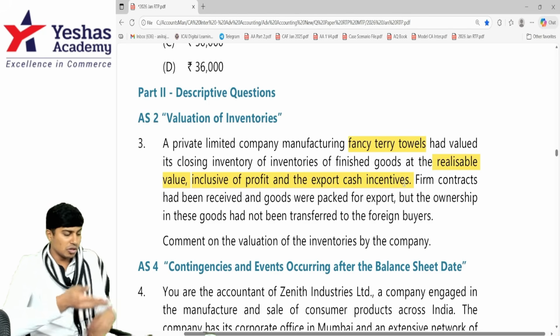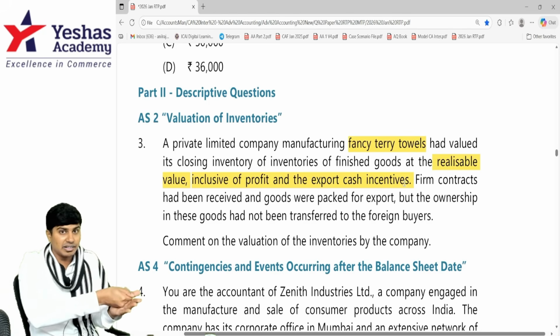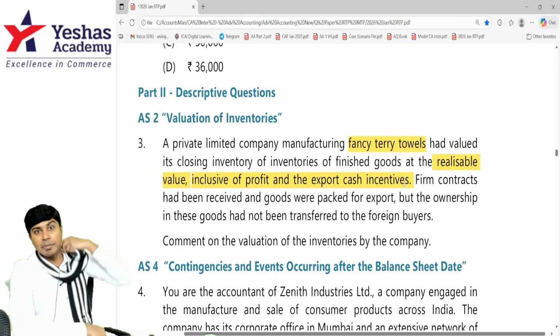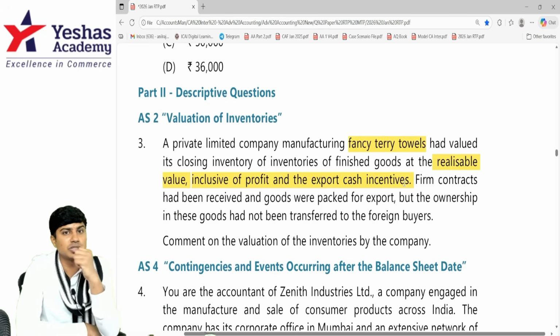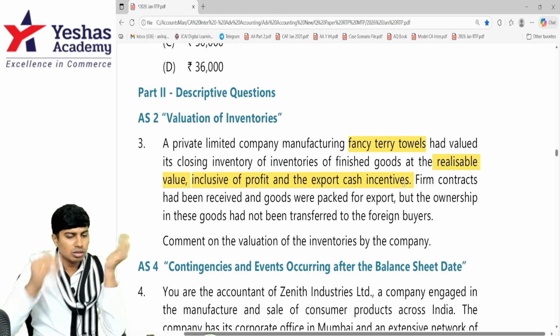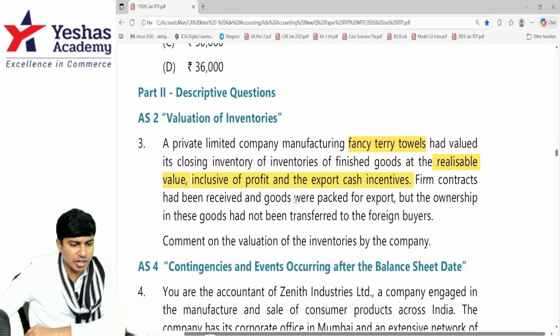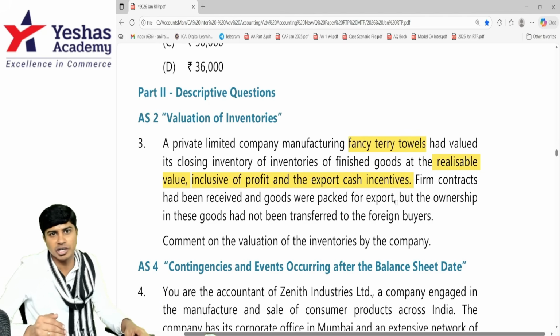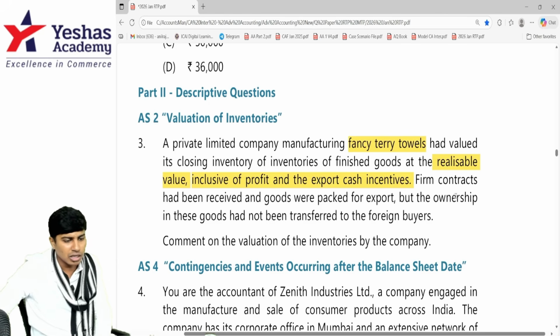So what are they doing? Because there is a contract agreement signed where the buyer is ready, this manufacturing cost is 100, selling price is 1000. They're recording everything at 1000, including 900 rupees profit even before it is earned. Is it right? No. Firm's contract had been received and goods were packed for export. You pack it and keep it ready, but don't show off here by recognizing profit much in advance. This is breach of conservative concept. But the ownership in these goods has not yet been transferred.